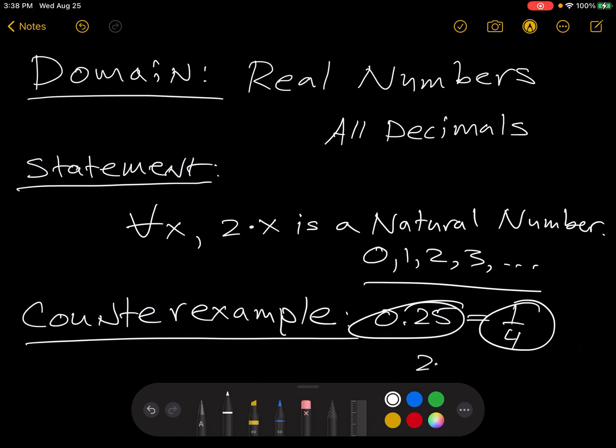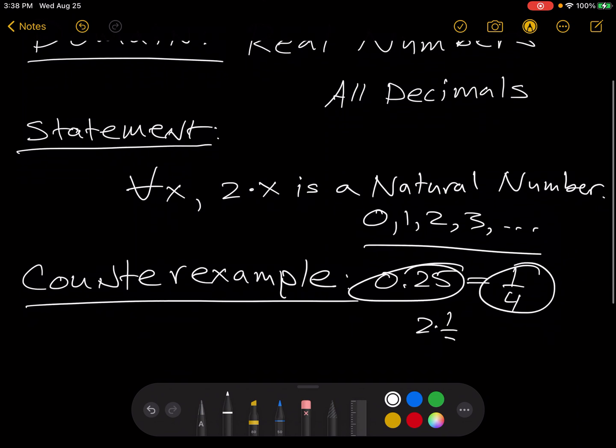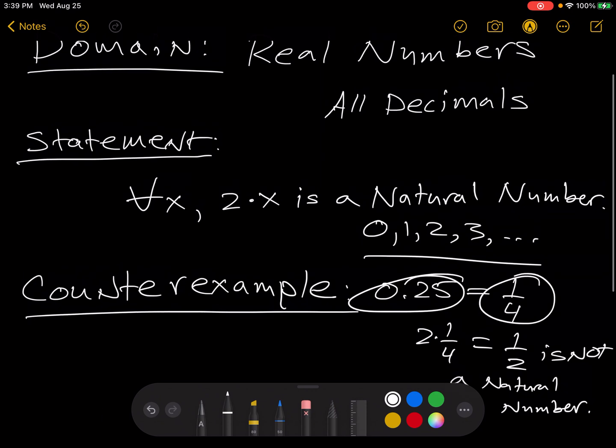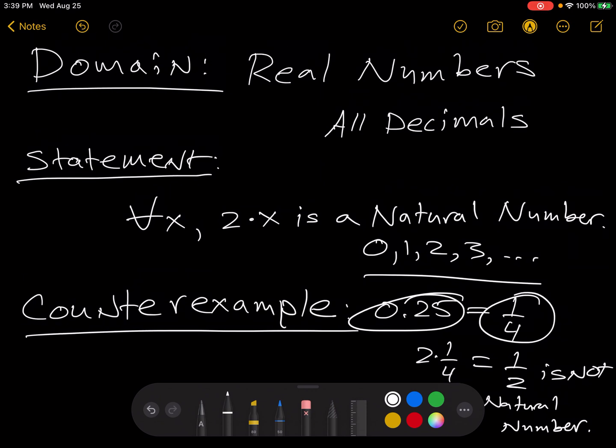And why is this right? So let's see, 2 times 1/4 is 1/2. And 1/2 is not a natural number. So what I'm trying to illustrate here is it's all about the domain. It's all about where you're focused. It's all about your focus. When our focus is the real numbers, this statement is false. When our focus is the natural numbers, this statement is true.